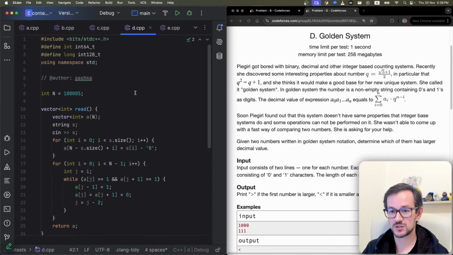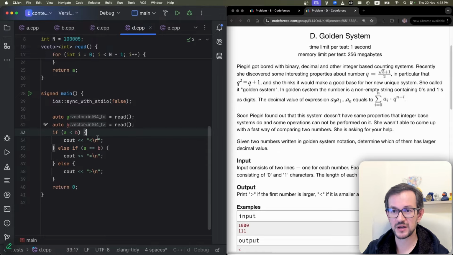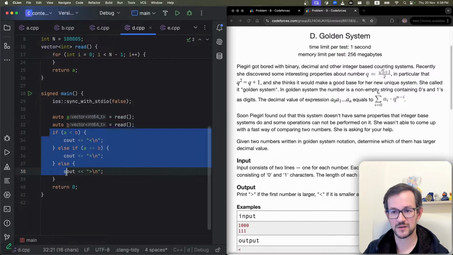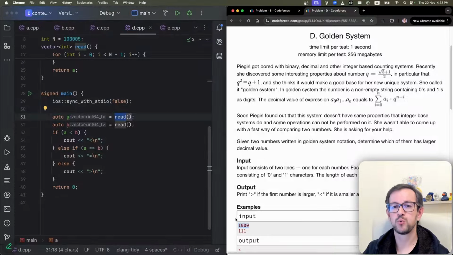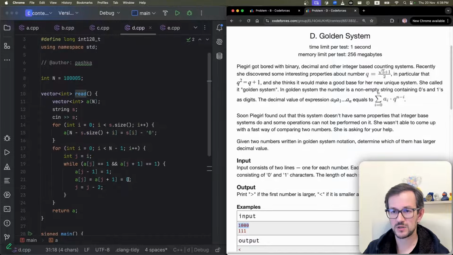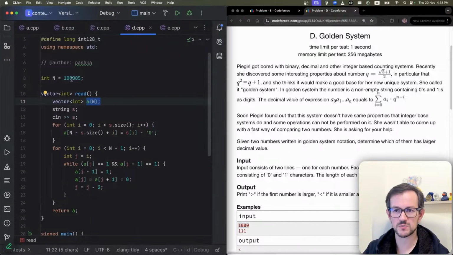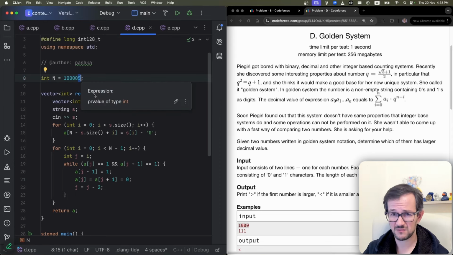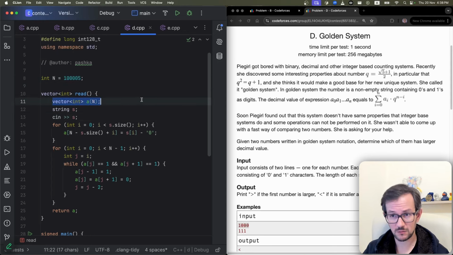The code is really simple actually. The whole code looks like this. I read one number, read another number, and compare them. This read will read the number, put it in the array of digits, and simplify it. I do it the simple way. I always make an array of the maximal possible size plus 5 just to be sure. So I make a big array, read my string, put it into the array.